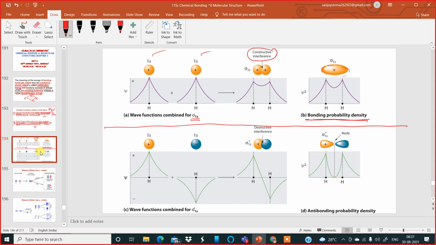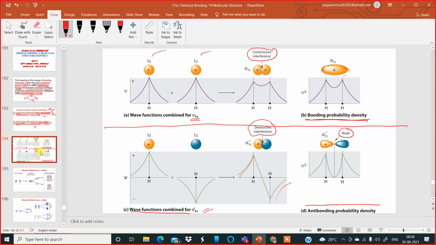Now the other diagram just below is for wave functions for sigma star 1s antibonding. The plus and minus overlap, which results in higher energy. The energy is very high. That time it is called destructive interference, and the molecular orbital formed is the antibonding molecular orbital. In terms of this language, it is called antibonding probability density. So electrons are not found over here.